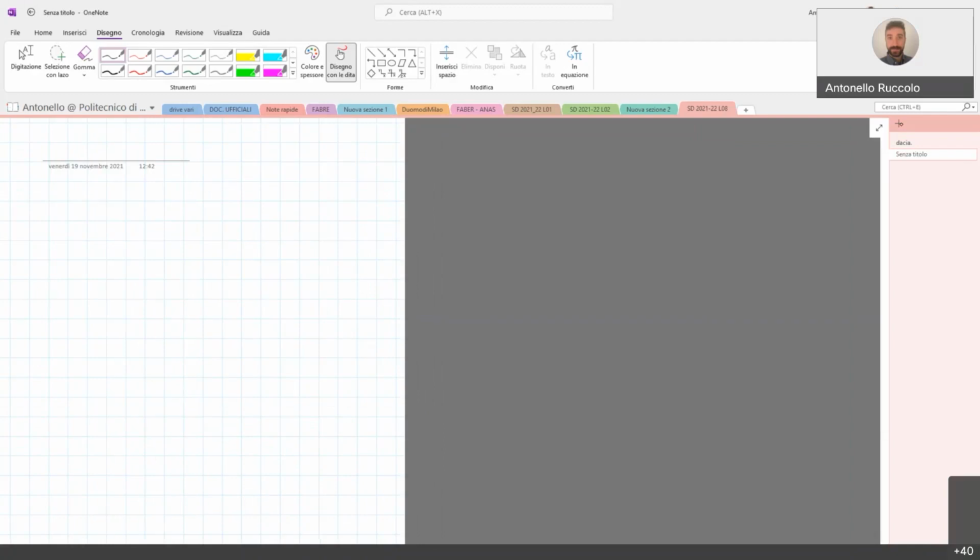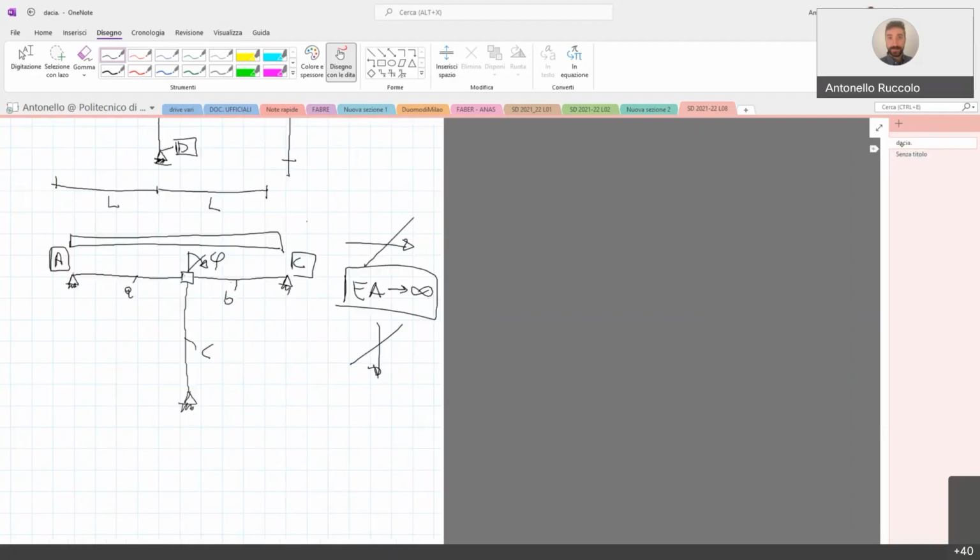So we have to study the effect of the load Q and the rotation phi in the equilibrium in the node B. Specifically, the rotation equilibrium, because we are preventing the rotation in the node B. So we just study the effect of a generic rotation phi.